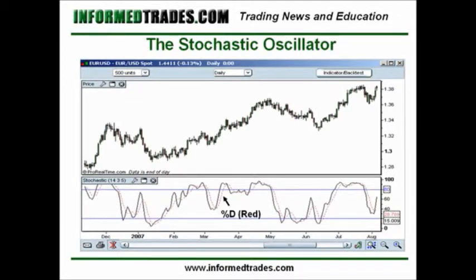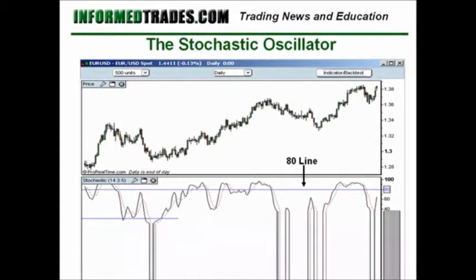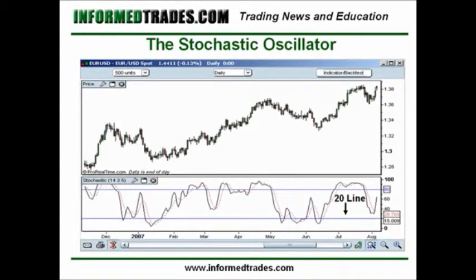It's a banded oscillator just like the RSI, so it fluctuates between 0 and 100, and the upper end of the range is marked by a line at 80, and the lower end of the range is marked by a line at 20.